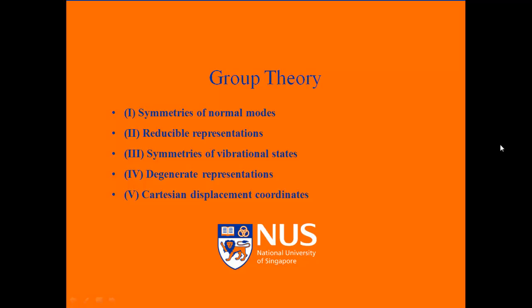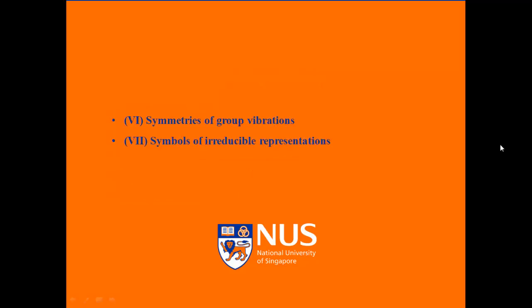We will then look at the symmetries of vibrational states in order to determine which vibrations are infrared active. After discussing degenerate representations, we will look at the vibrations of ammonia. We will also discuss Cartesian displacement coordinates to identify vibrations in systems in which it is difficult to determine the internal coordinates. Then we will look at the symmetries of group vibrations, and finally we will look at the nomenclature used to label irreducible representations.